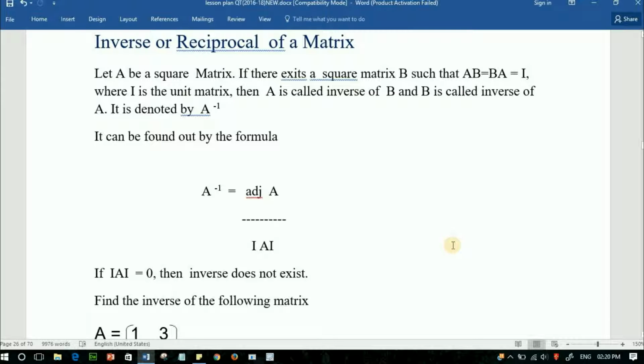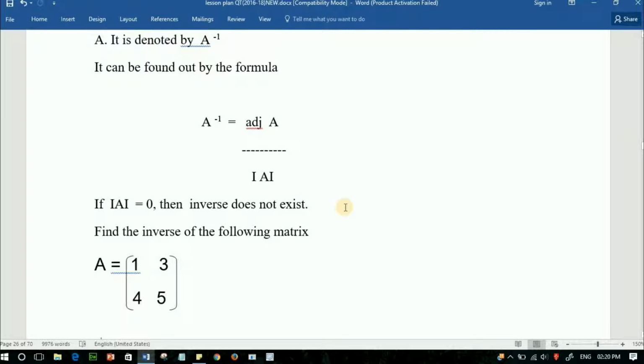So before finding the inverse, first of all we have to find the determinant of A. If determinant A is equal to 0, we know that adjoint A is a matrix, and dividing by 0 is not defined. So we can say that the inverse does not exist.